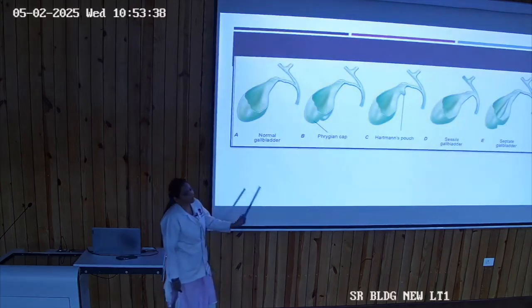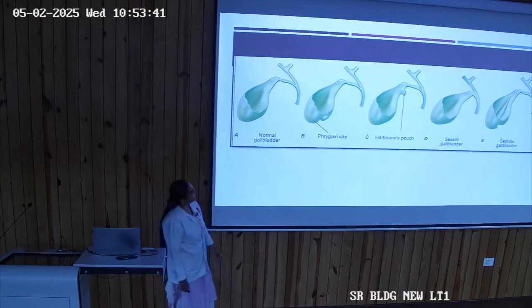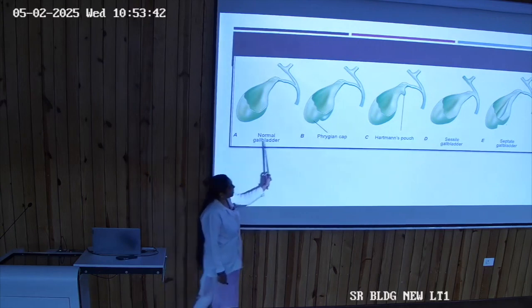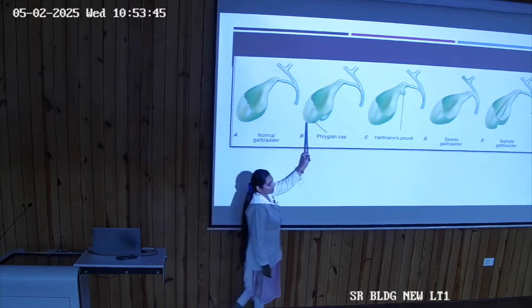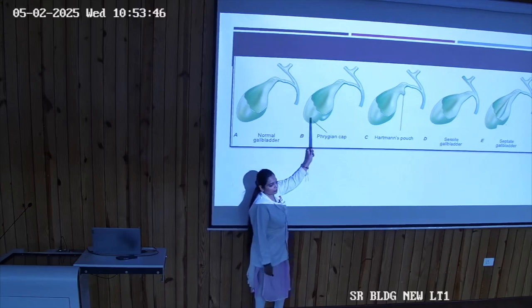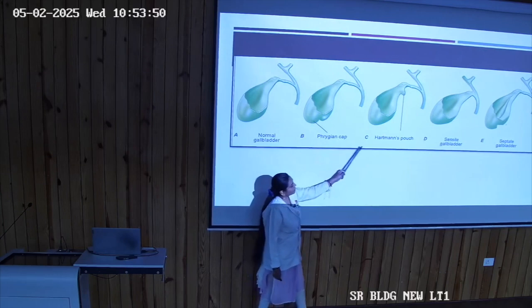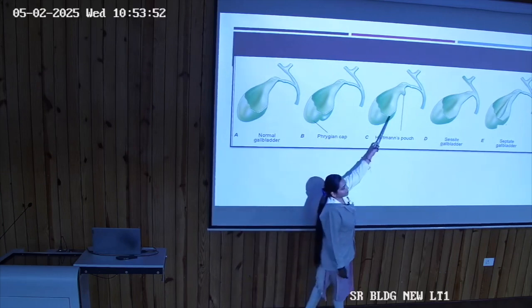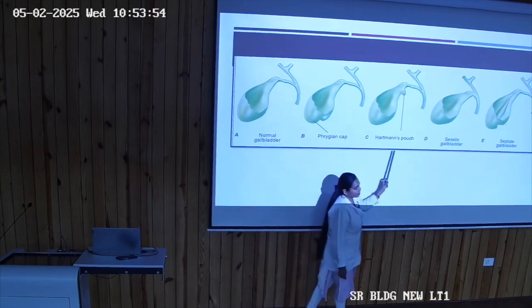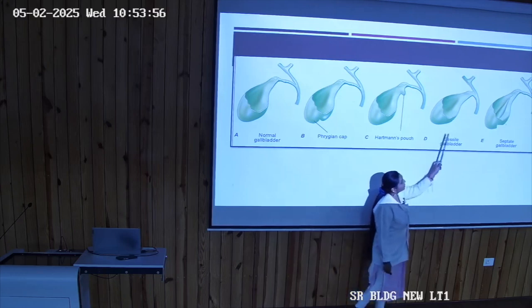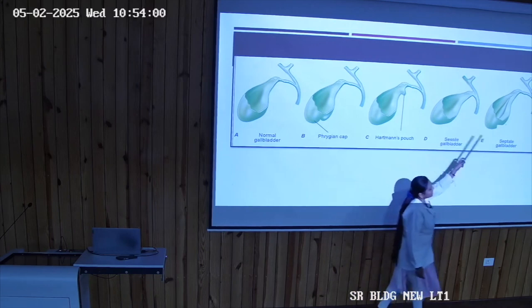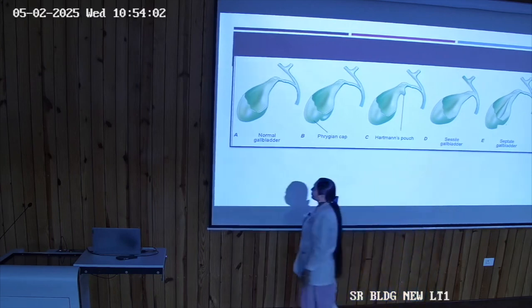These are the different conditions of the gallbladder. This is a normal gallbladder. There is a formation of a cap, a bulging of the body of the gallbladder, which is the Phrygian cap. Then we have Hartmann's pouch. In the neck, there is an extra pouch that is coming out, which is known as Hartmann's pouch. Sessile gallbladder: there is no cystic duct. And in the septate gallbladder, septa and lumens are formed.